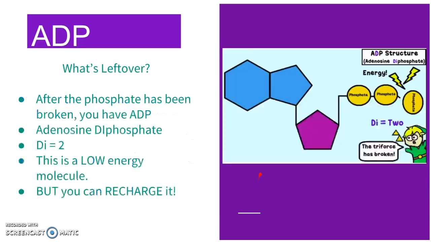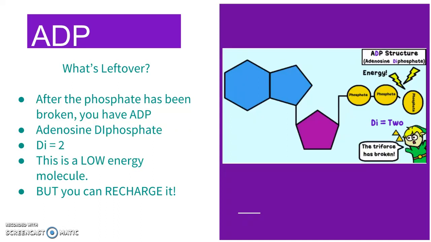But when you break that off, what's left over? Well, breaking off the 3rd phosphate leaves you with 2 phosphate groups, or di. And so we have a molecule that we call ADP, adenosine diphosphate, referring to the fact that there's now only 2 phosphates. Now, this is a very low energy molecule because all of the energy was stored there between the 2nd and the 3rd phosphate groups.